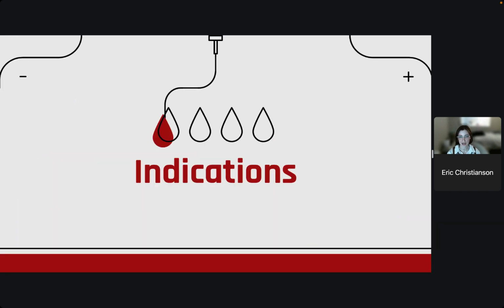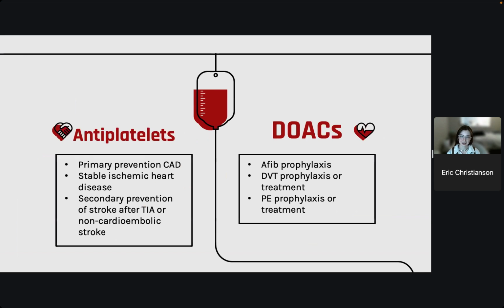So what are the indications? Again, as you may already be aware, antiplatelets are for primary prevention of CAD, stable ischemic heart disease, and secondary prevention of stroke after TIA or non-cardioembolic stroke. DOACs, on the other hand, are for AFib prophylaxis, DVT prophylaxis or treatment, or PE prophylaxis or treatment.